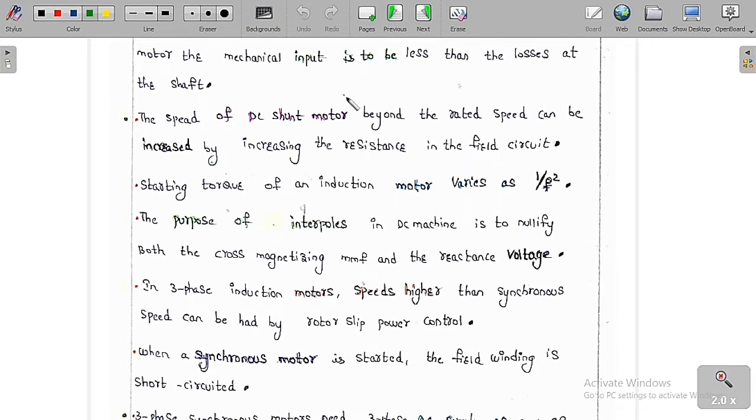If the mechanical input is greater than the loss at the shaft, it is going to act like a synchronous generator. If the mechanical input is lesser than the loss at the shaft, it is going to act like a synchronous motor.